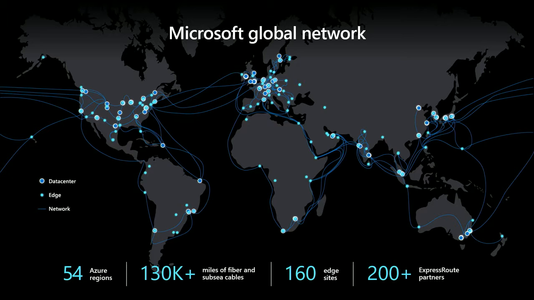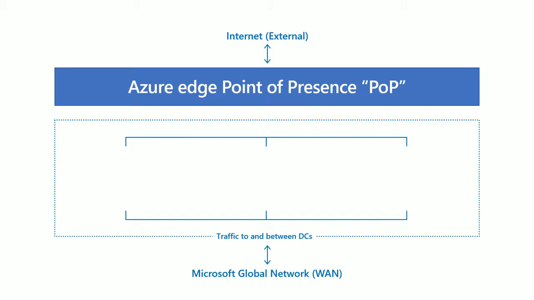Yusuf this morning emphasized one edge site every week, and that's the goal. And then 200 plus ExpressRoute partners that allow for the private connectivity services. When we look at an edge or a point of presence or a peering location, what we think about is a few key pillars of this.